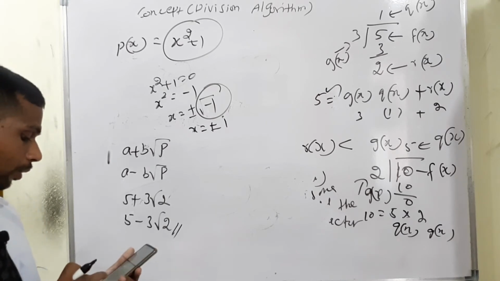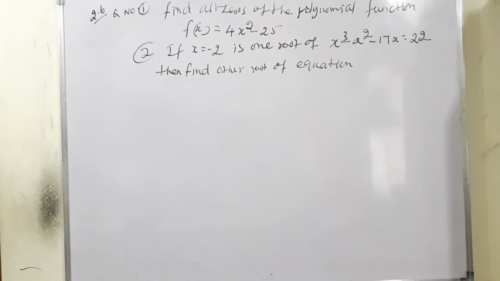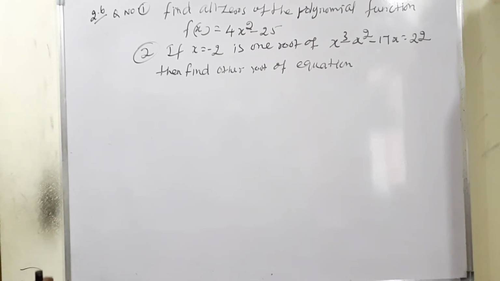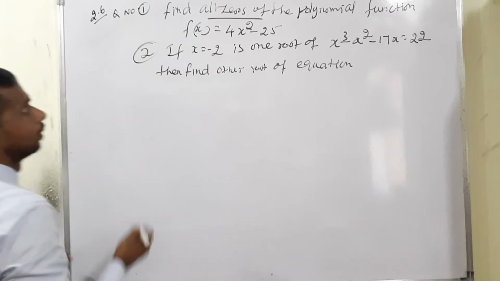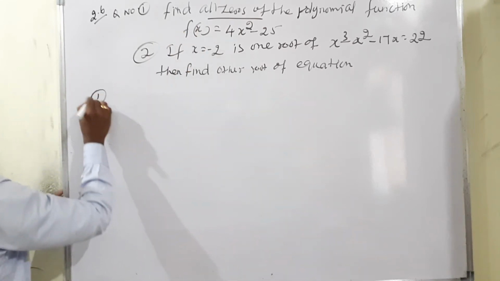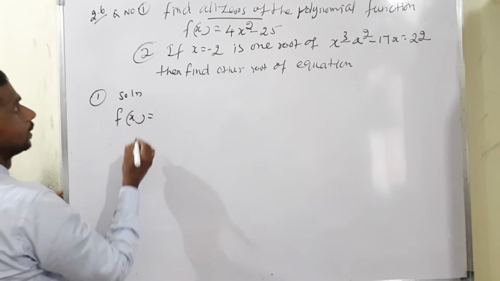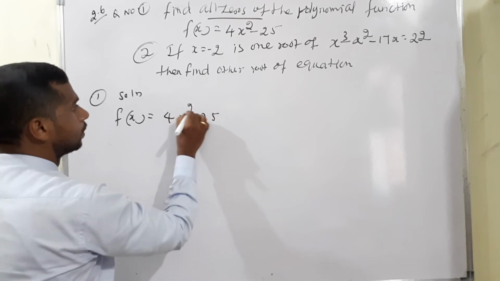Okay, so I will continue the exercise questions. Be stay on the line. Exercise 2.6, question number 1. There are 4 questions, so one by one we can discuss. Question number 1, find all zeros of the polynomial function. Solution, first question, f of x is equal to 4x square minus 25.